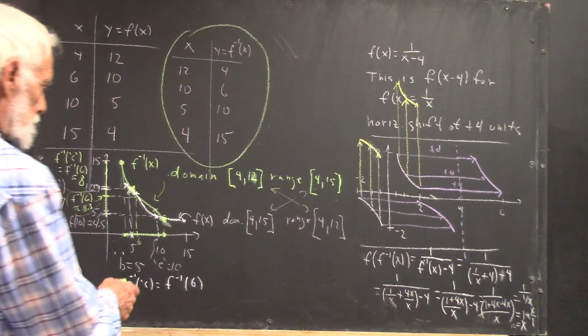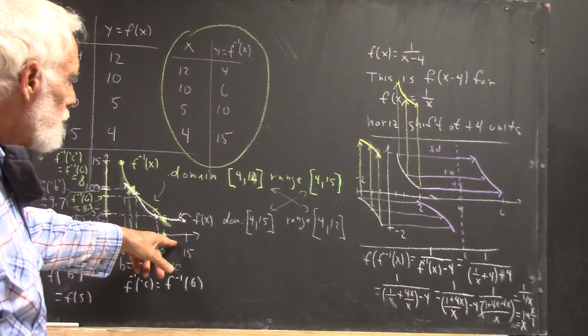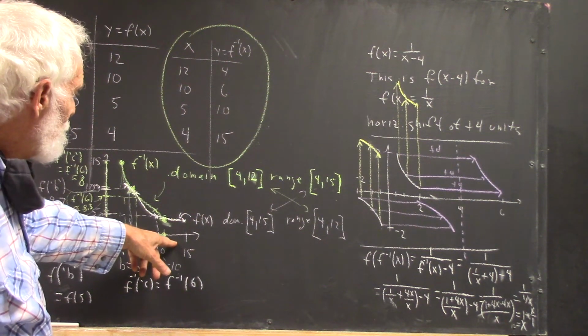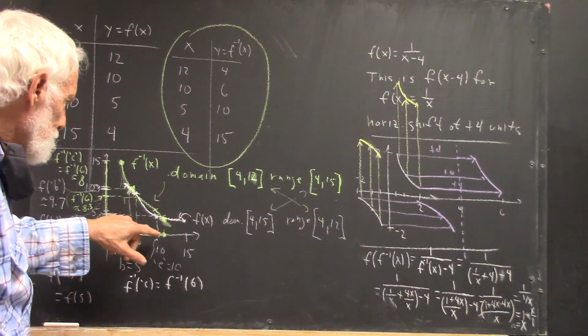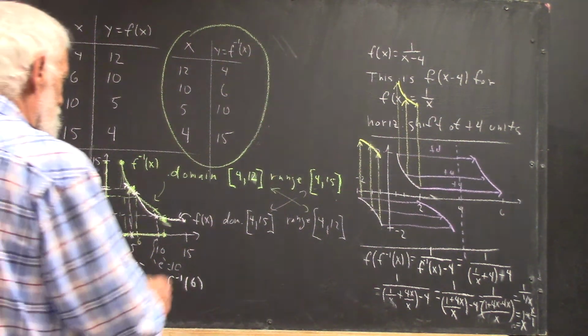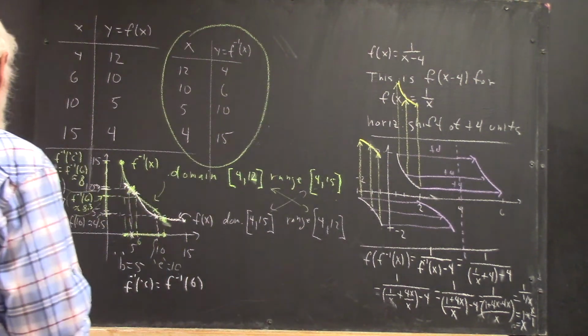So what would we do? We'd come out to 11, but we find that 11 isn't in the domain of f inverse. Actually it is. It goes up to 12. I'm sorry. I was thinking this was 10. This is 10. Okay. So 11 would be about here. We come up over here and be close to 5.